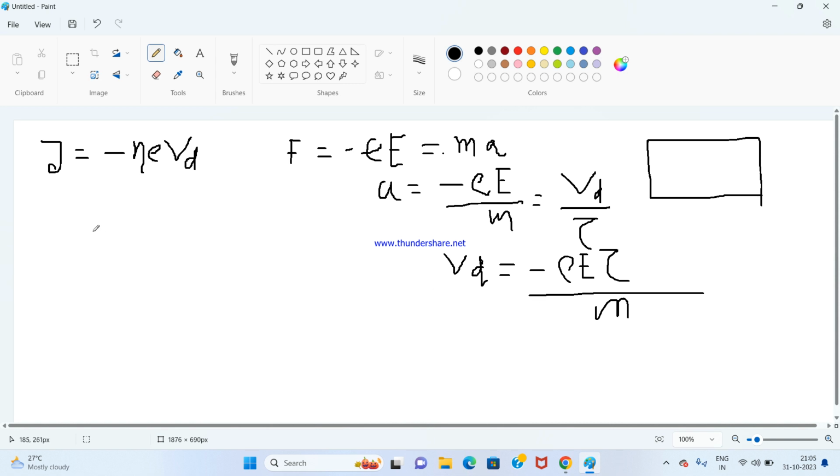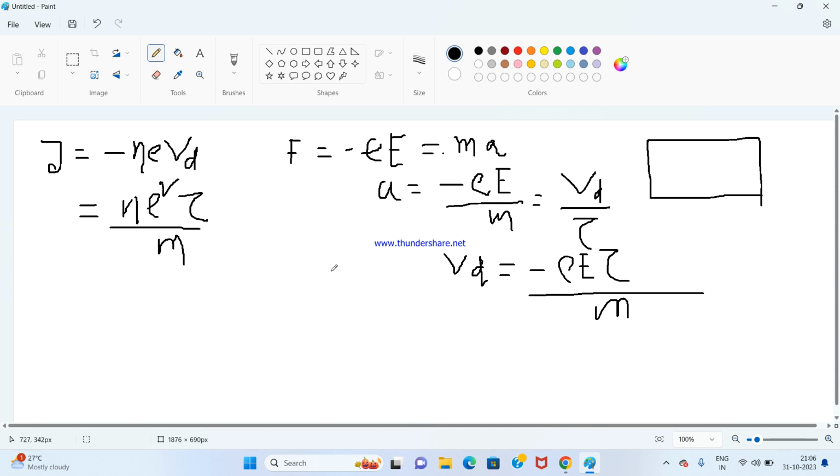If I replace v_d here, because it is minus, minus minus will cancel out. So it will be n e square tau by m. This is the formula for the current density.